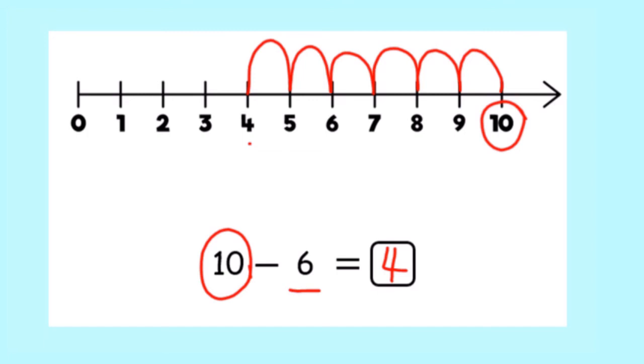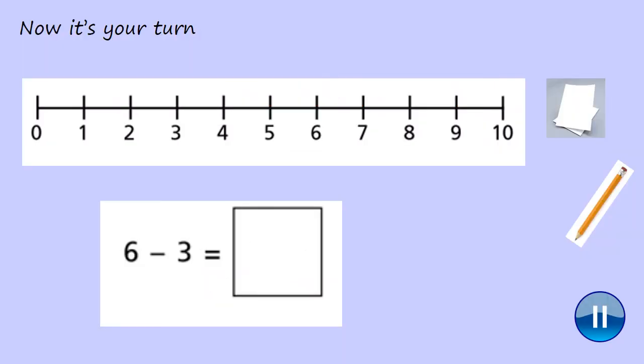Now it's your turn. You will need to pause the video while you get out a piece of paper and a pencil from your home learning pack. And if you've got a number line at home, you could get that too. Don't worry if you don't, you could get a grown-up to draw you a number line, a straight line with the numbers written from 0 to 10, just like the one on the screen. But if you can't do that either, don't worry, because you can use my number line on the screen to do your subtracting. So the first number sentence is 6 subtract 3 equals.